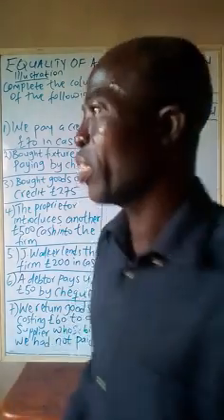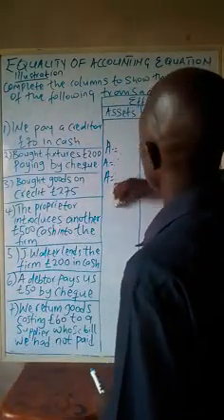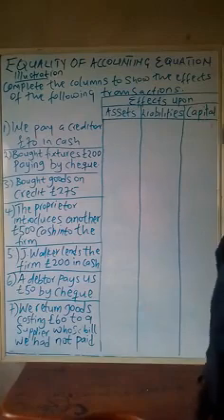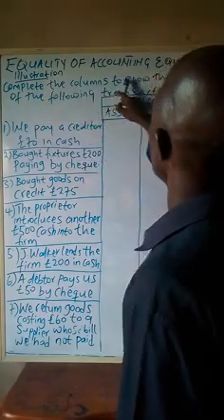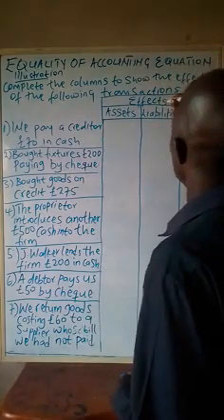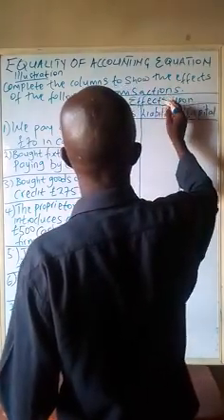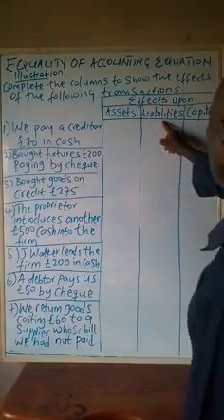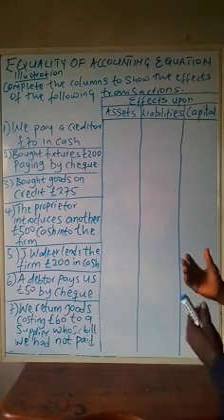Today also we are covering illustration on equality of accounting equation. So we have a small illustration here to cover. The question says, complete the columns to show the effect of the following transactions: effect upon asset, effect upon liability, effect upon capital. So this is equality of accounting equation.